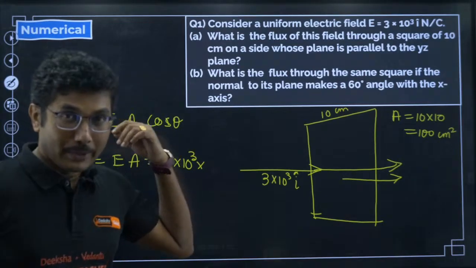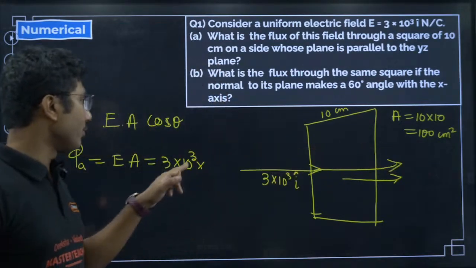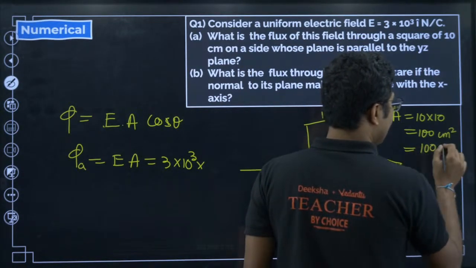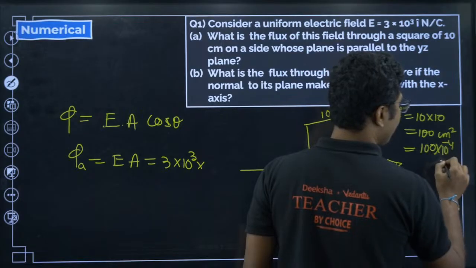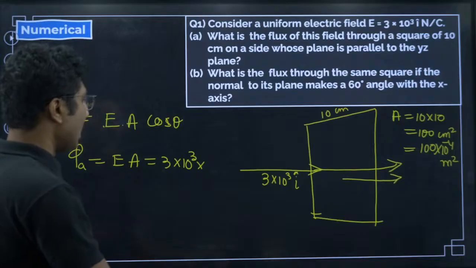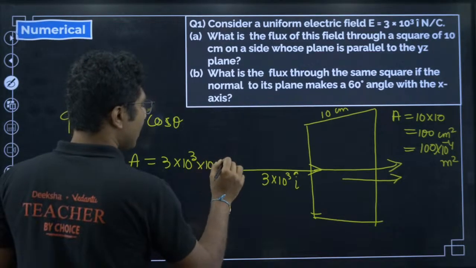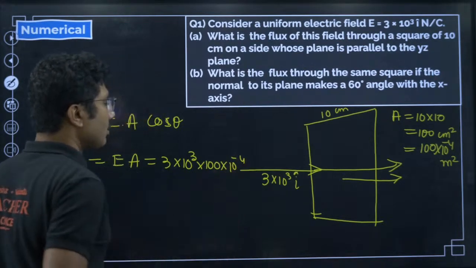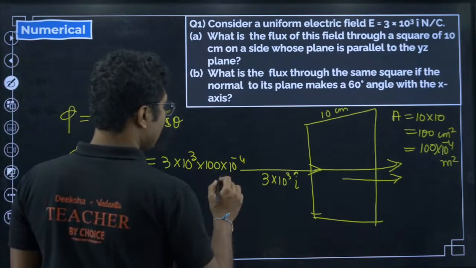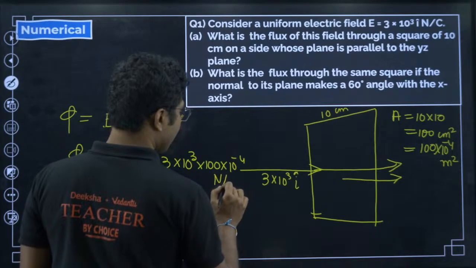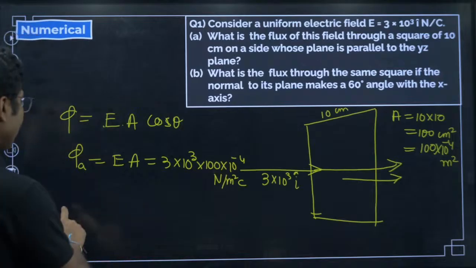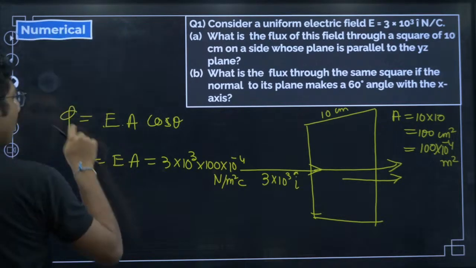But be careful, you will not put that 100 over here, that is the main catch. You have to put that 100 into 10 to the power of minus 4 meter square. You have to convert it into meter square, that is the main catch. Otherwise, there is nothing in this question. And the unit will be Newton meter square per coulomb.